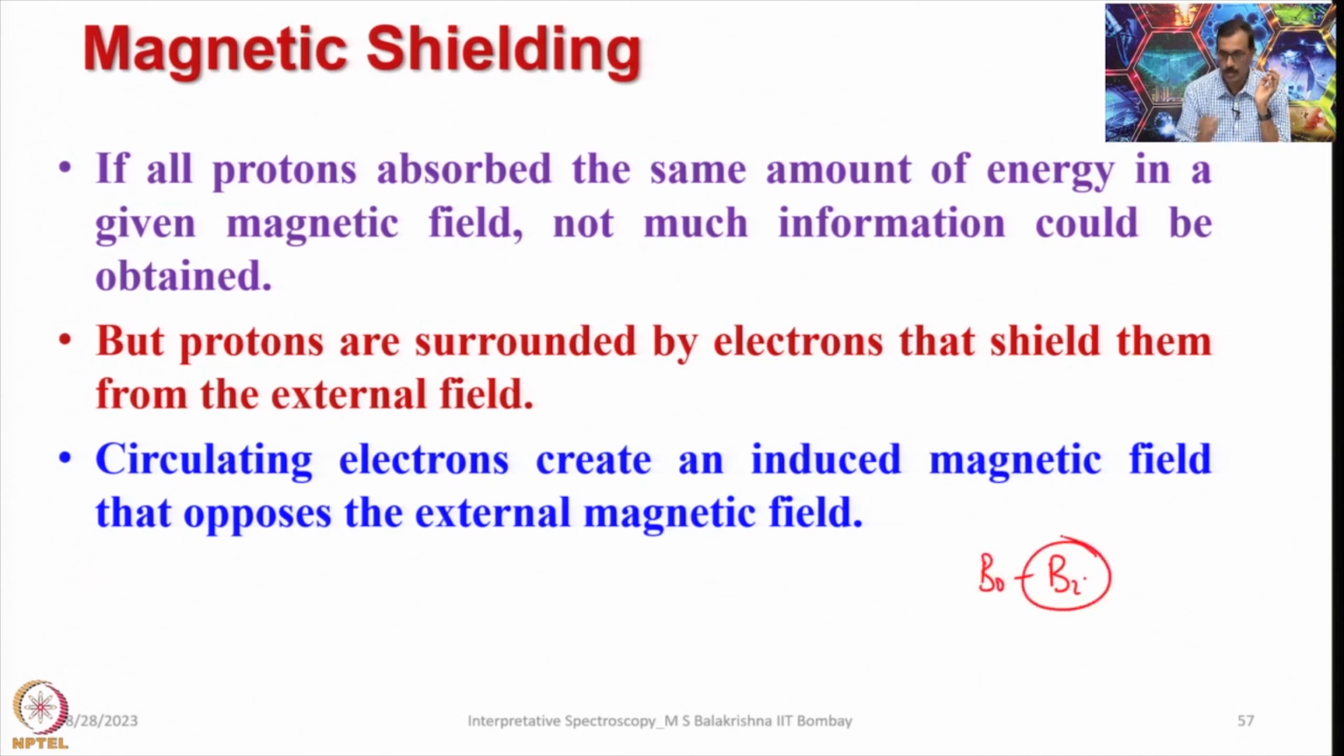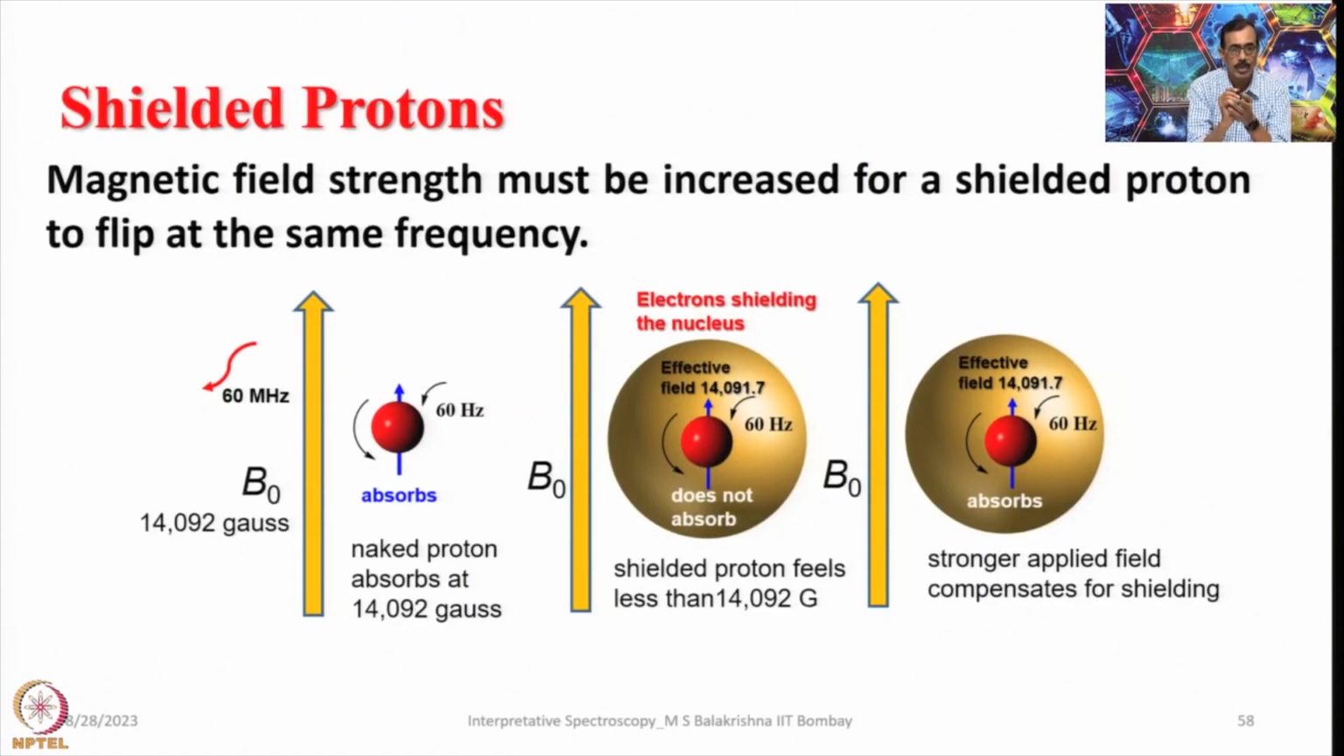Bi is the induced magnetic field generated by circulating electrons, which always opposes the applied magnetic field, if it is in this direction. This is called magnetic shielding. So that can be seen here. So the magnetic field strength must be increased for a shielded proton to flip at the same frequency.